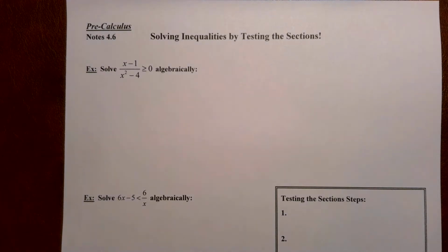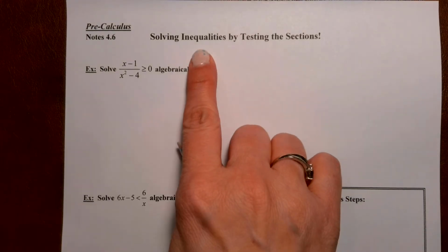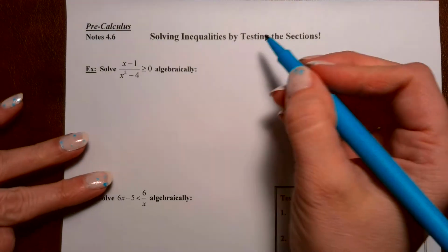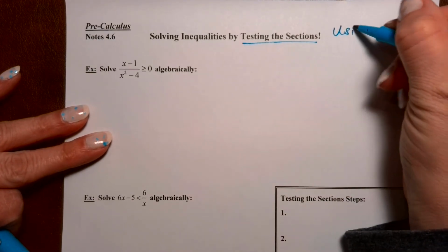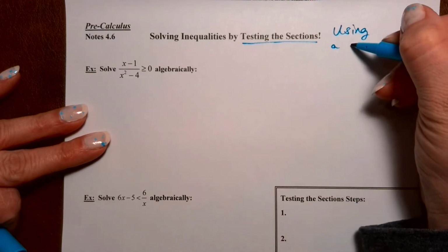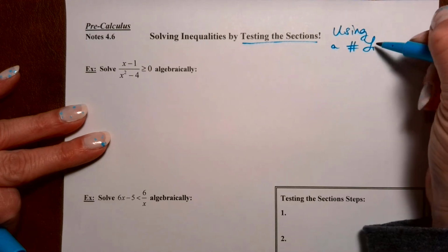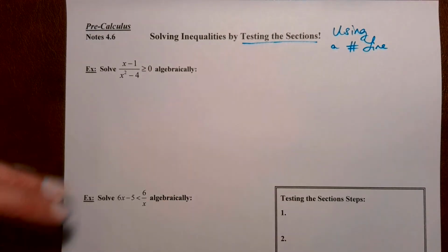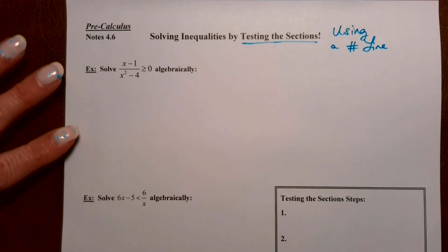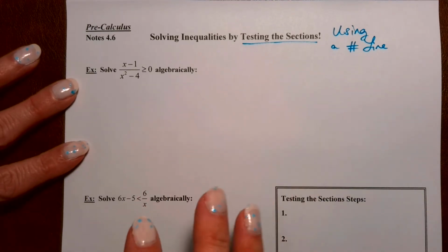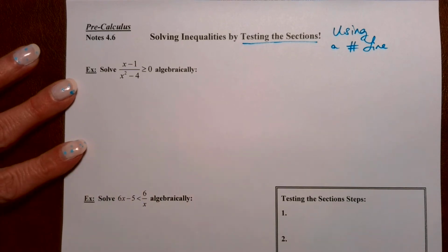Hi, pre-calculus. We are going to do a lesson that is solving inequalities by testing the sections. We're going to do that using a number line. I feel like we've done this lesson a couple times. In each chapter, we always talk about the inequalities, and we have to use a number line to figure out where it's greater or less than 0.